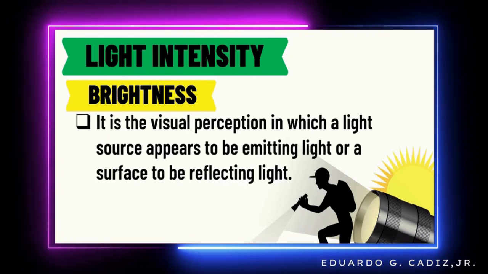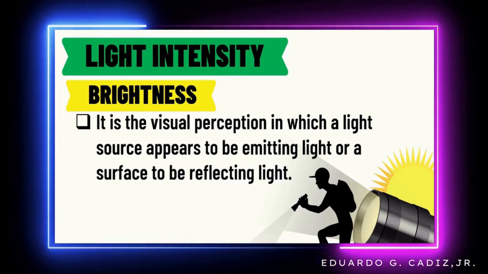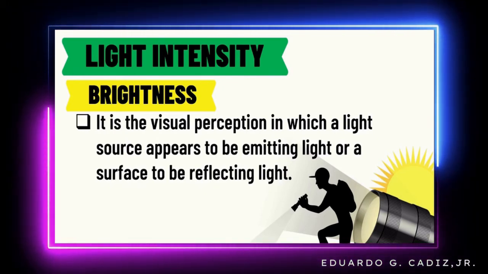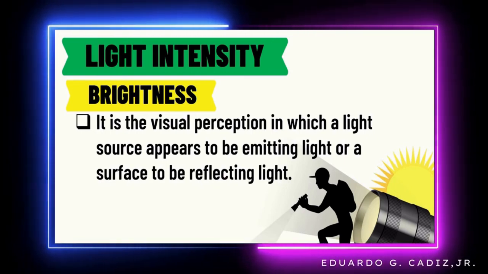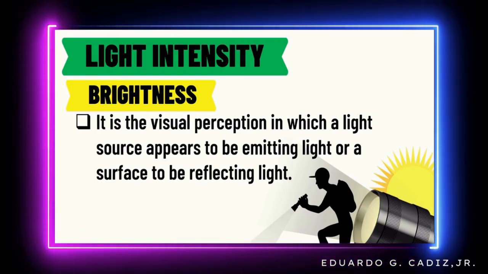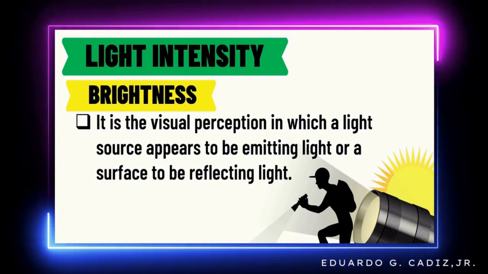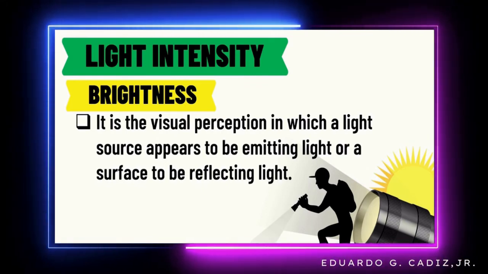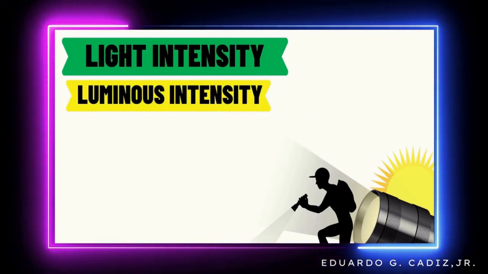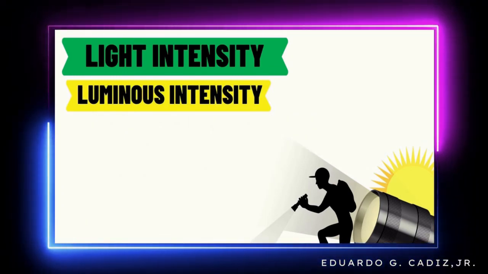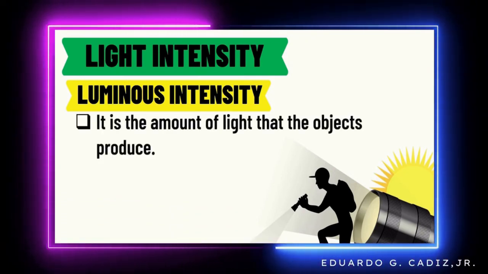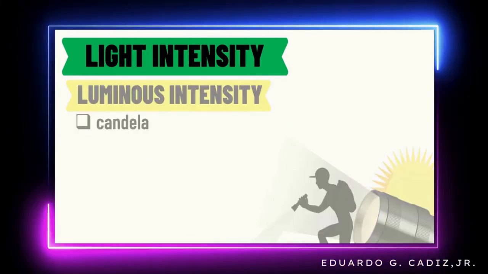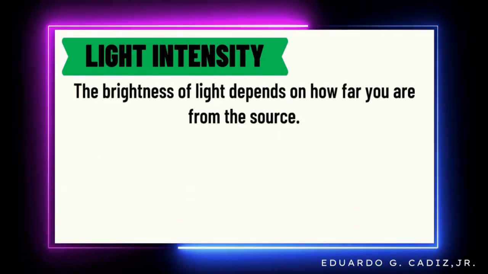It is the visual perception in which a light source appears to be emitting light or a surface to be reflecting light. Since brightness is qualitative and is dependent on the perception of the individual, brightness can be expressed quantitatively using luminous intensity. Luminous intensity is the amount of light that the objects produce. It is measured in terms of candela. The brightness of light depends on how far you are from the source.